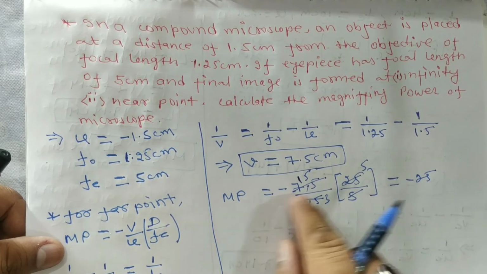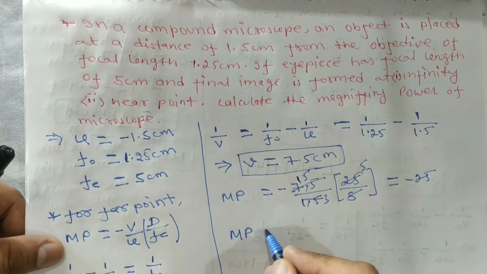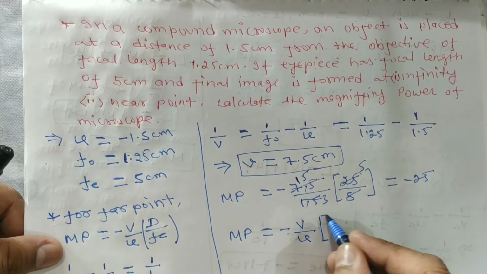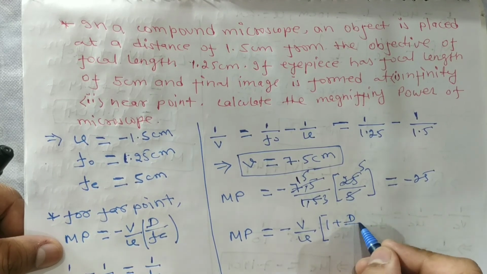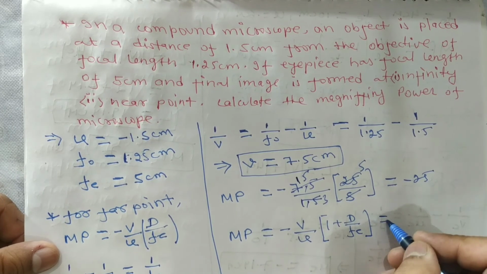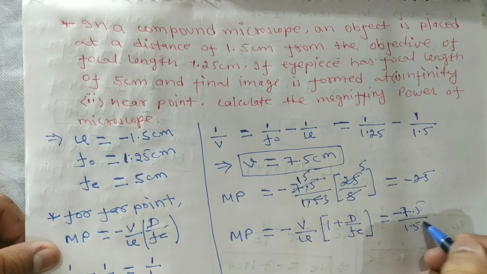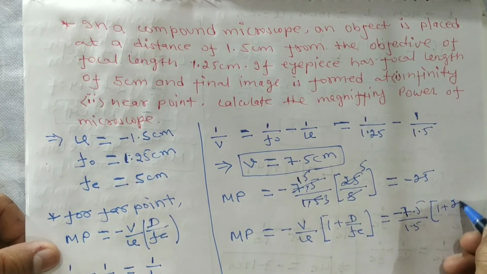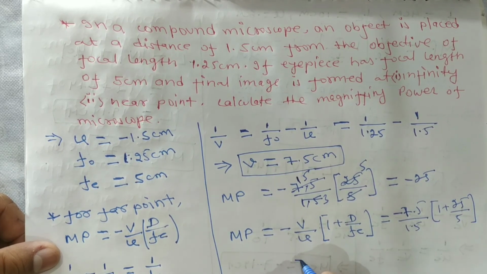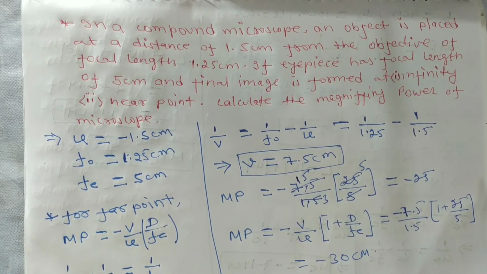This is for far point, and for near point we know the formula, it will be minus v upon u into 1 plus d upon fe. So it will be minus 7.5 upon 1.5 into 1 plus 25 upon 5, it will be 6 and 5, minus 30. Okay, done the question. Thank you.